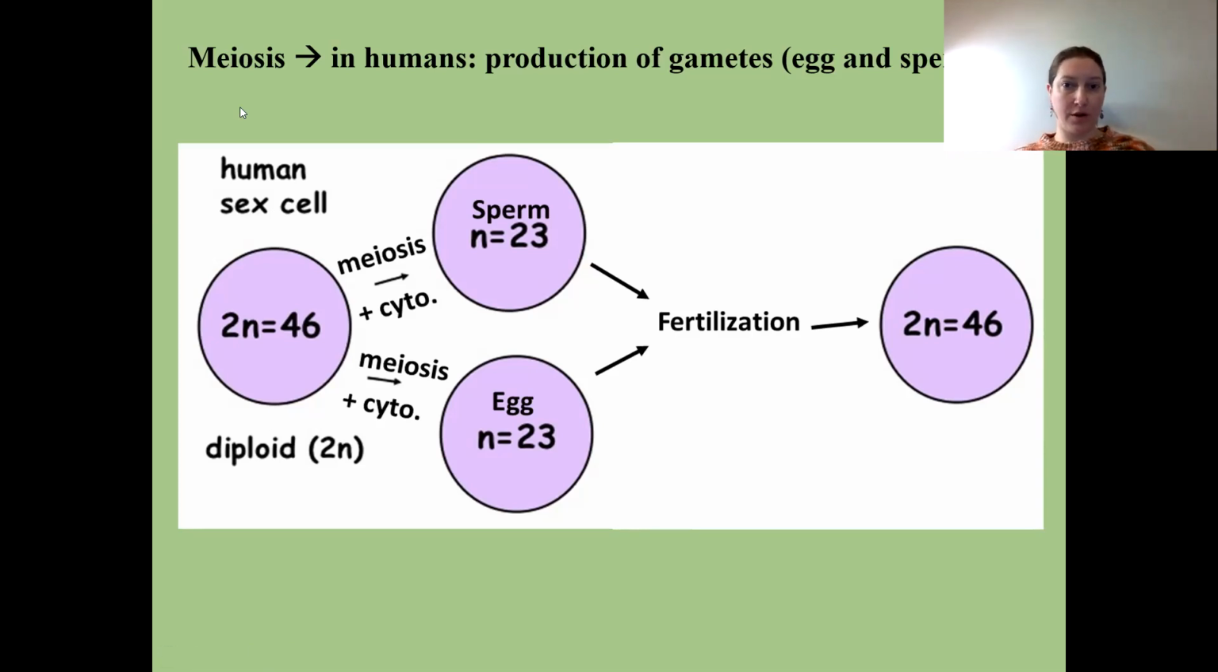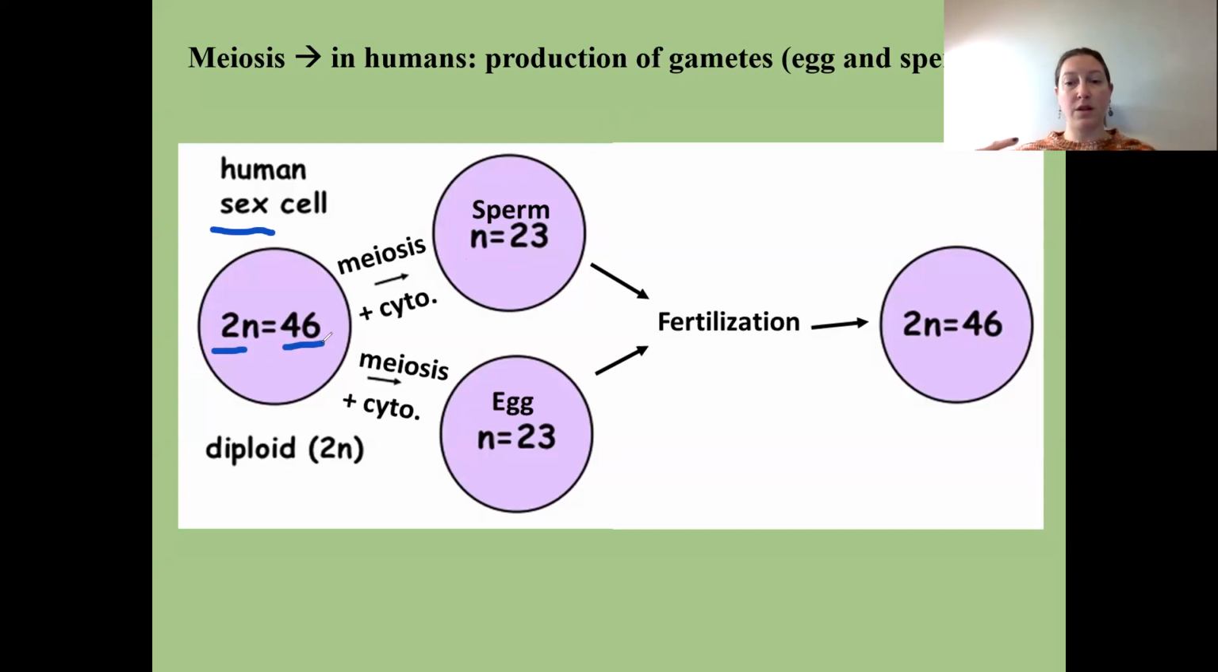So for example, here, look, right? Human sex cell. Let's pretend this is a cell in the testes. It's a diploid cell. It's going to undergo meiosis and cytokinesis and result in sperm. And the sperm is going to be haploid. So look, in the testes, it was 2N or diploid. The sperm that results is 1N or haploid, right? Humans have 46 chromosomes. So in humans, 2N equals 46.